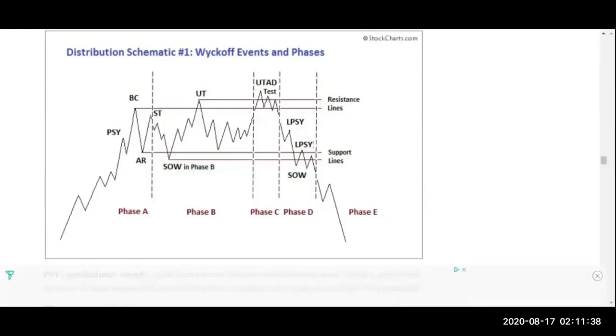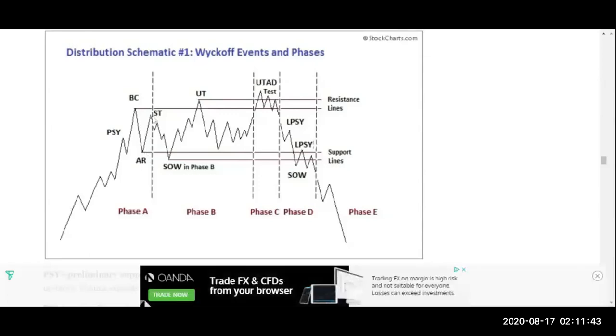Anyway, buying climax. Then we turn around, automatic reaction, secondary test. So you kind of see that it's the same thing that we just looked at, but in reverse. Upthrust, we went up a little bit. We came back down within the trading range. Then we have an upthrust after distribution. So this is like an upward spring.